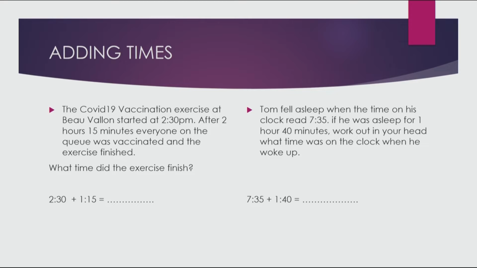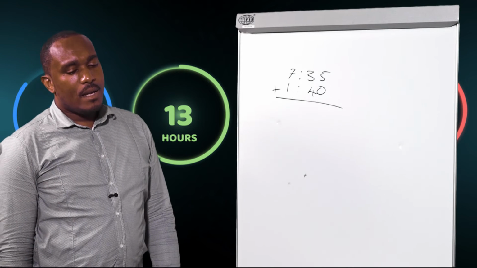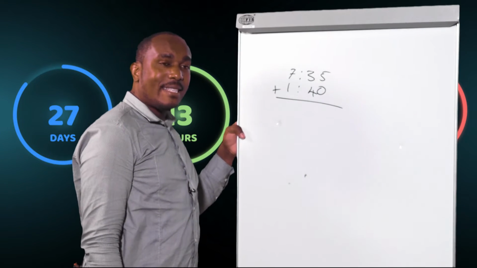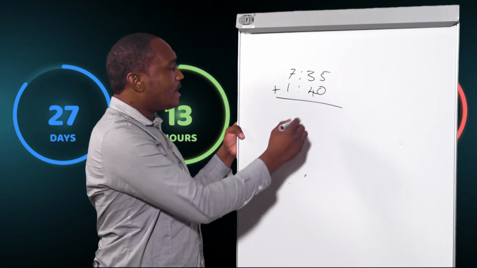So Tom fell asleep at 7:35. And then he slept for 1 hour and 40 minutes. So we add 1 hour and 40 minutes. So what do we do? It's simple but advanced. Let's look at this one.